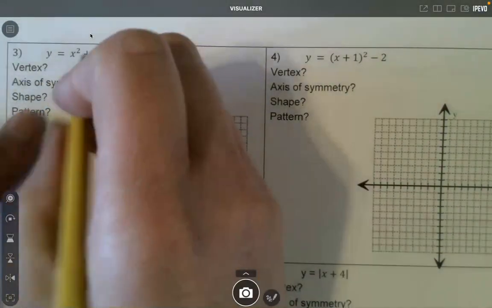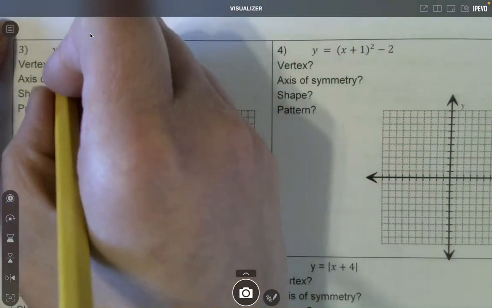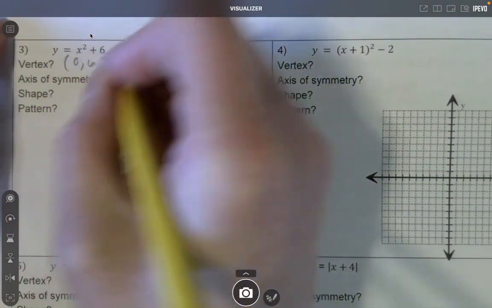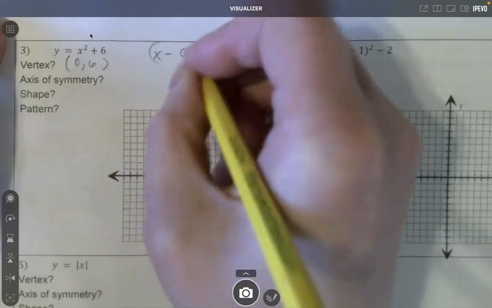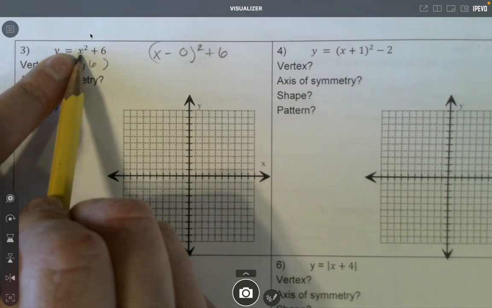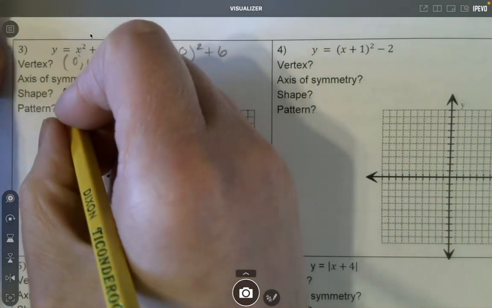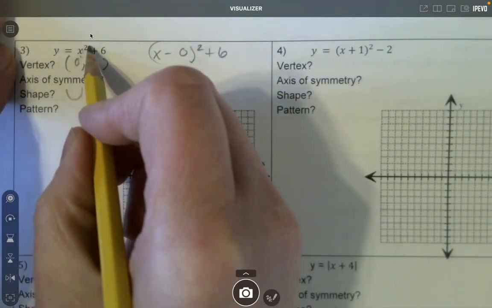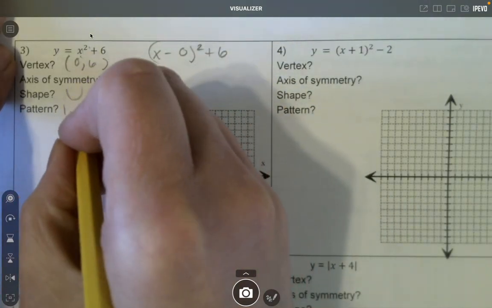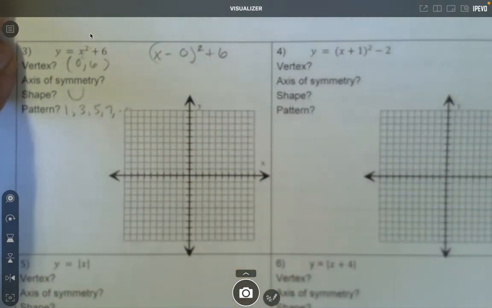On the next one, I have nothing in my parentheses with x, but I have a plus 6 outside. So my vertex is going to be 0, 6, and I could write that as x minus 0 squared plus 6 if I wanted to, but I think it's enough to say there's nothing over here with x, and then there's a positive 6. So we're going to start at 0, 6. It is a U shape again because it's squared. It's a parabola. Because it's a U, it's 1, 3, 5, 7, and that pattern would keep going on with odd numbers.